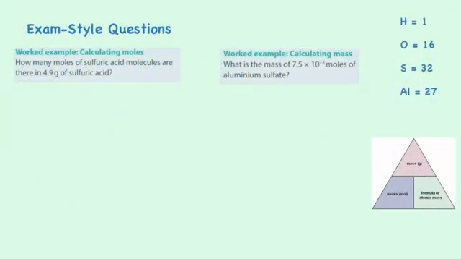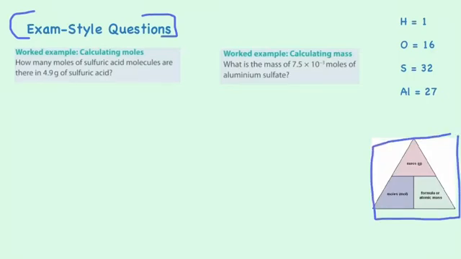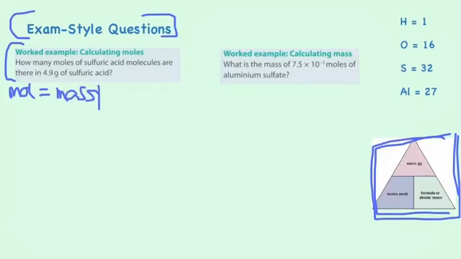Okay, so now we've grasped the concept of what a mole is and what our relative atomic / formula mass is, we can put this into practice with 2 exam style questions that we're going to work through together, and I've written down our relationship between the three over here. Our first question is, how many moles of sulfuric acid is there in 4.9 grams of sulfuric acid? Straight away we see that it's asking us for moles here, and from our formula triangle, moles is equal to our mass divided by our MR.